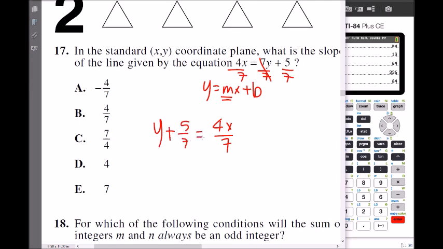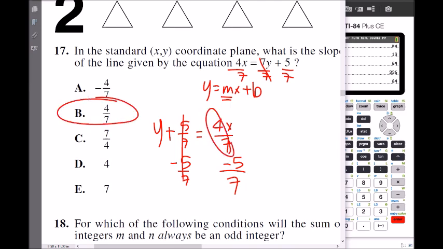What do you do with 5 over 7? Subtract. But you don't really worry about it, right? Because we are just looking for the slope. 4 over 7 is the slope. It's y equals 4x over 7 minus 5 over 7. This is the y-intercept, right? But it's asking for the slope, so you just have to worry about what is in front of the x.